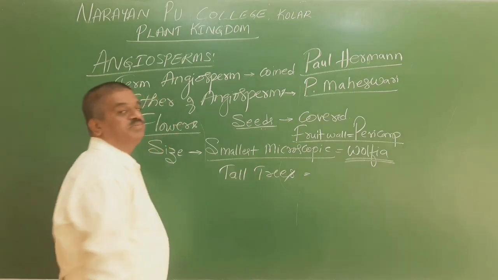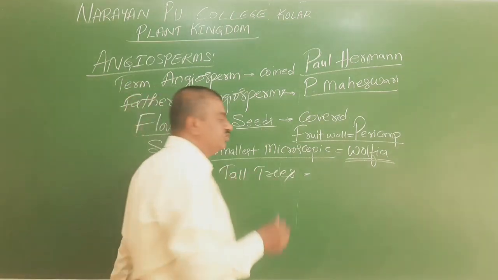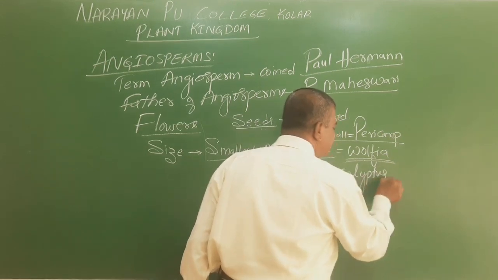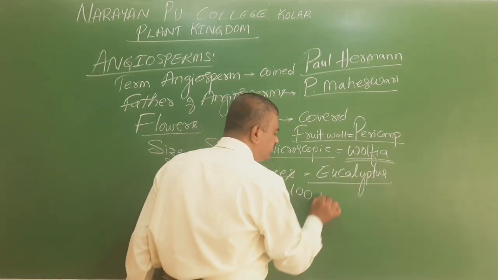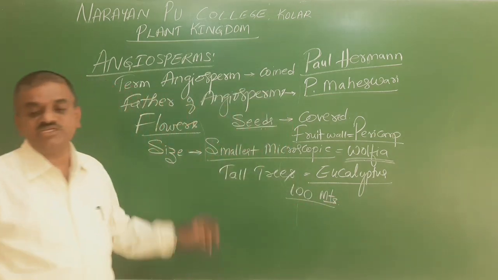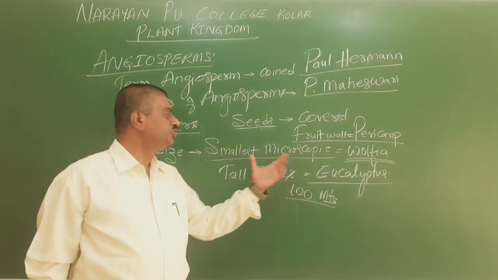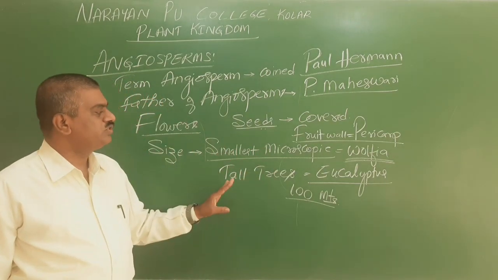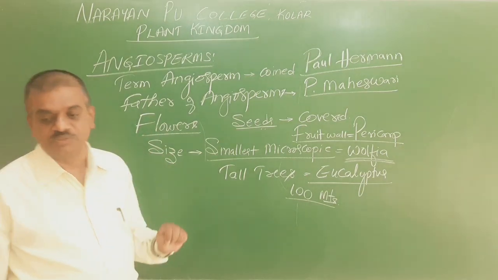So this is a microscopic angiosperm, and there are also tall trees present. Some examples are like eucalyptus. Some eucalyptus grow to 100 meters in height. So we say that from smaller to huge, tall trees are also present in angiosperms.